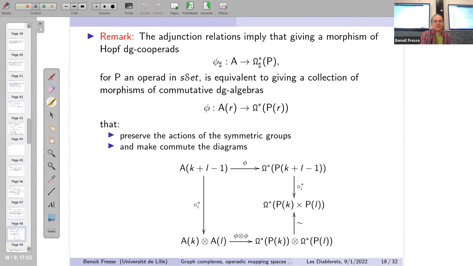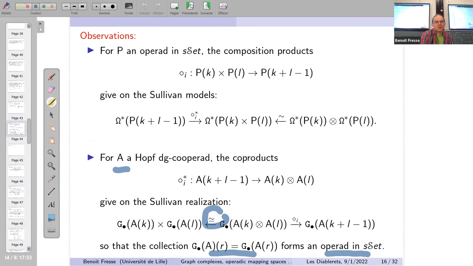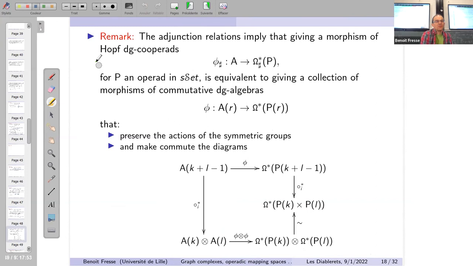Just to say, very quickly, it's not essential. The idea is that this operad, in some sense, gives a solution to the inversion of this quasi-isomorphism, and it can be formalized in terms of this remark, which says that it satisfies some kind of universal property.